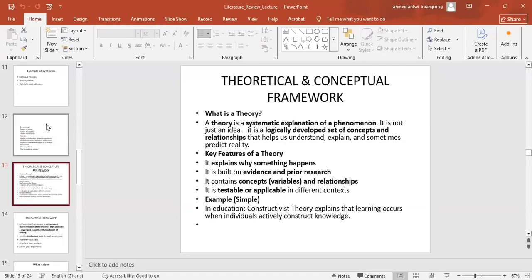Okay. So first of all, we would have to understand what a theory is, and then what a theoretical framework is, and what a conceptual framework too is. Okay. So if you can help us, Sarah, read.